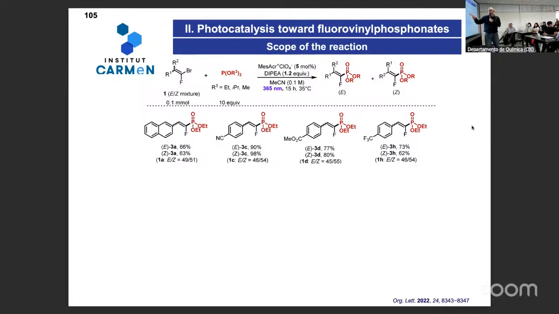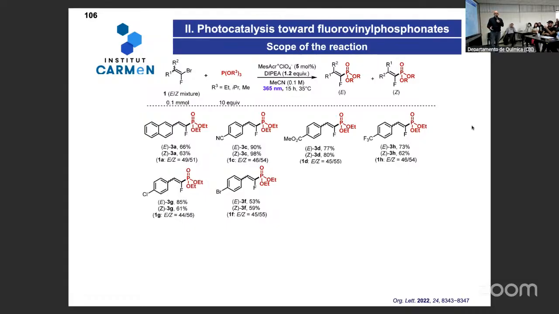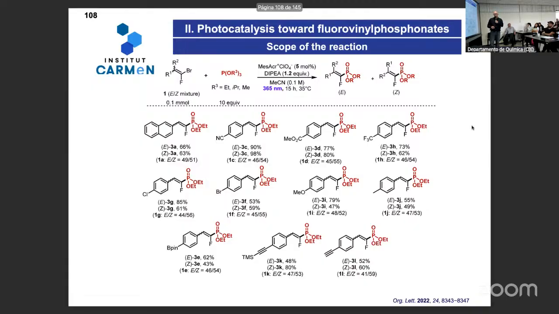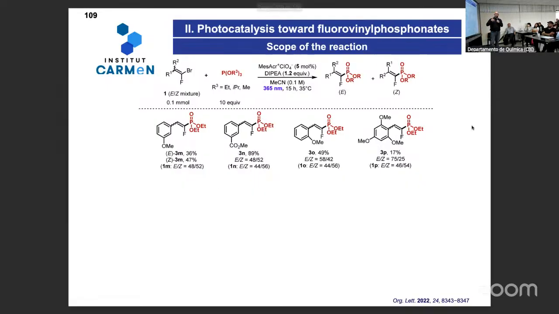So you can have electron withdrawing groups. It works quite well. Next, please. We can do it with halogen atoms, same kind of yield between fair and good yield. Next, please. We can do it with electron donating groups also. Good result. Next, please. And we can do it with quite interesting substituents like BPin or also alkyne, this kind of alkyne. Next, please. So that was in para position.